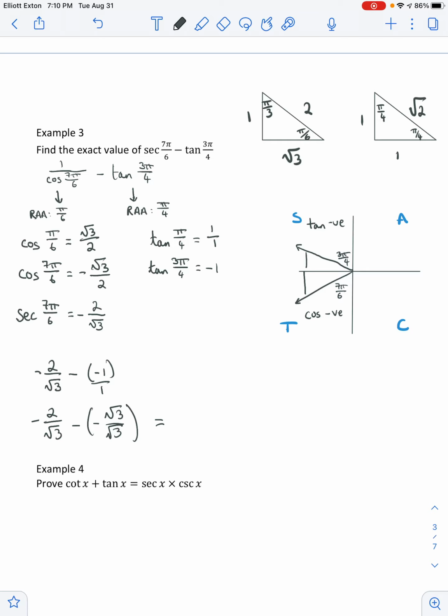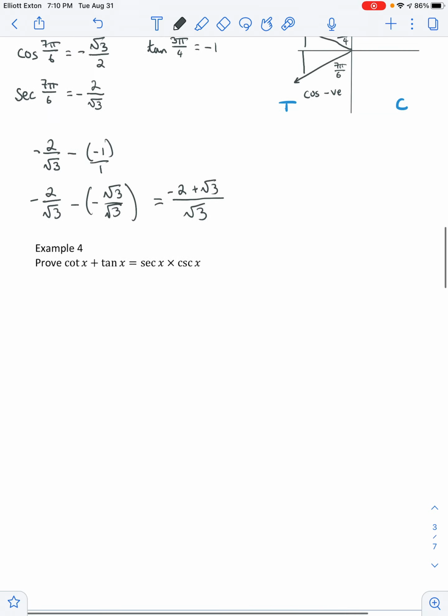And now we can do a subtraction, so we've got -2, pardon me, let's put that on top. We've got -2 subtracting root 3, so we're adding root 3 over a common denominator of root 3. And that's our final answer, -2 plus root 3 over 3.